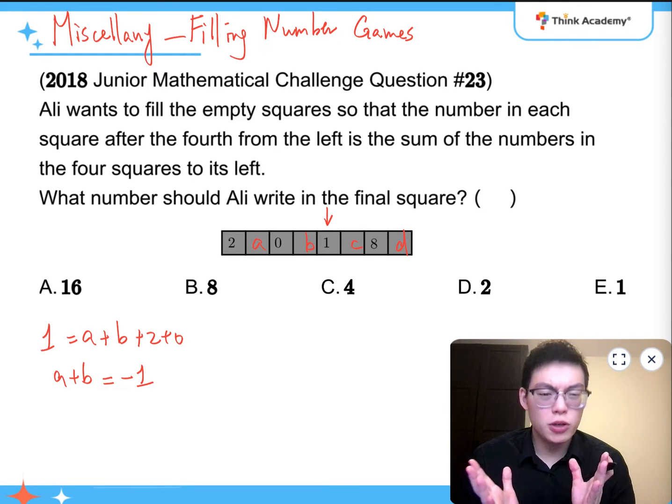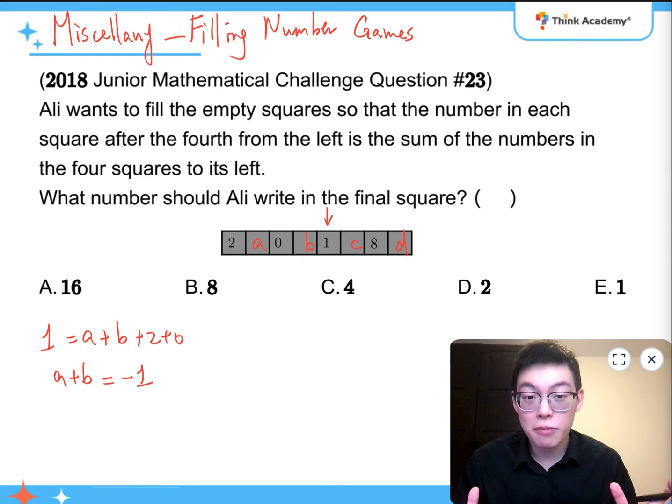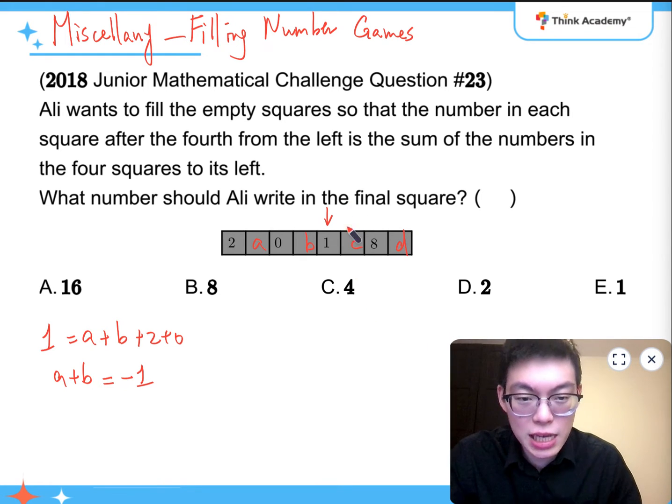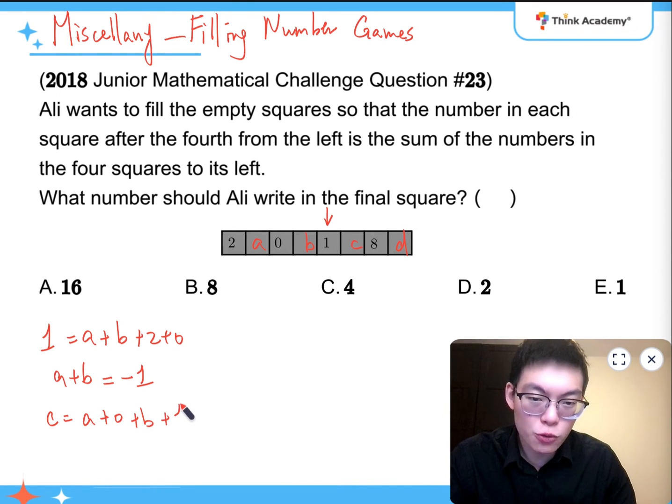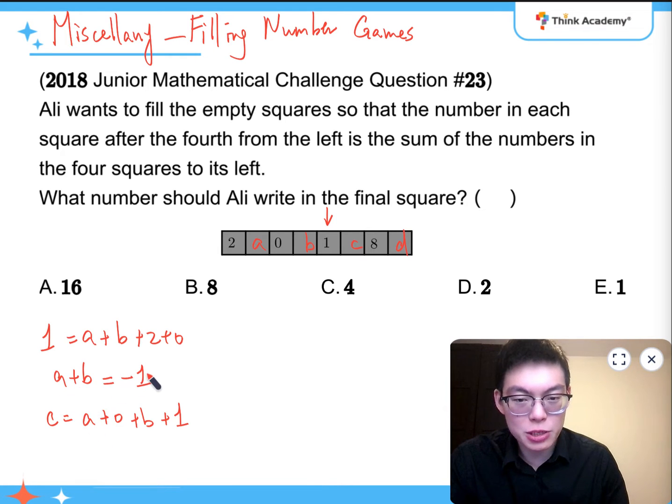So we still don't know A or B, right? But it doesn't really matter because the next box, C, is adding A, 0, B, and 1. We know that A and B adds up to -1, so I have 0 adding -1 adding 1. That is equal to 0.